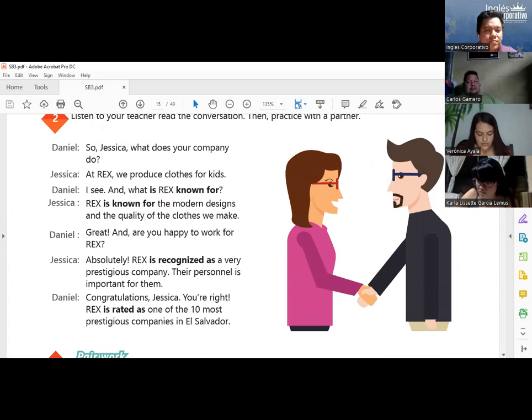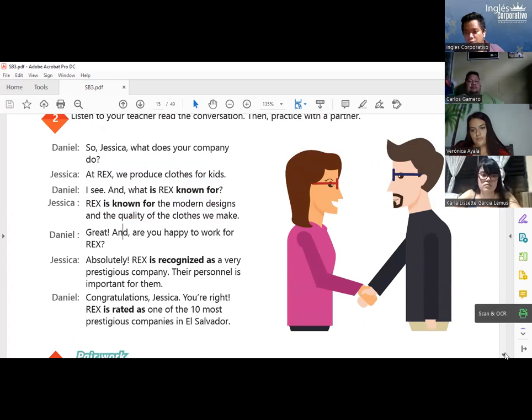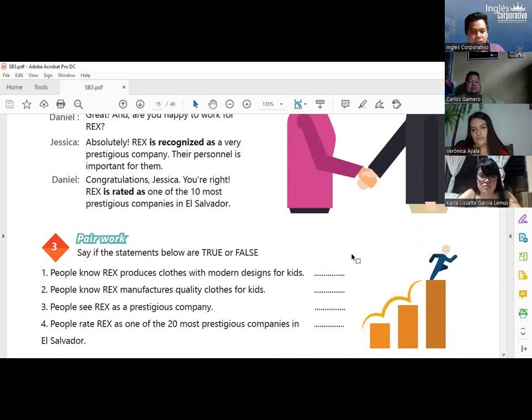True. Is it true? All right, look at this. Básicamente acá está diciendo, At Rex we produce clothes for kids. Y acá lo vuelven a reenmarcar. Dice, Rex is known for the modern designs and the quality of the clothes we make. Okay, and here look, this is part of it. All right, so in this case, this one is true.